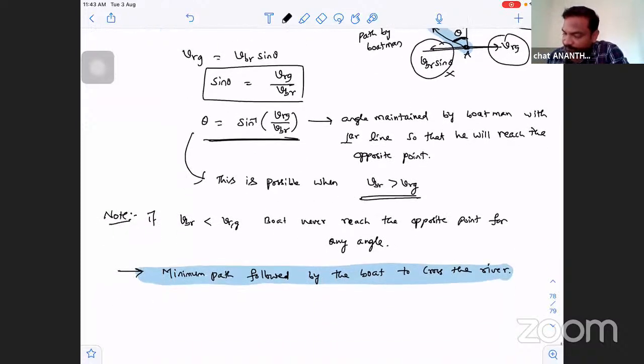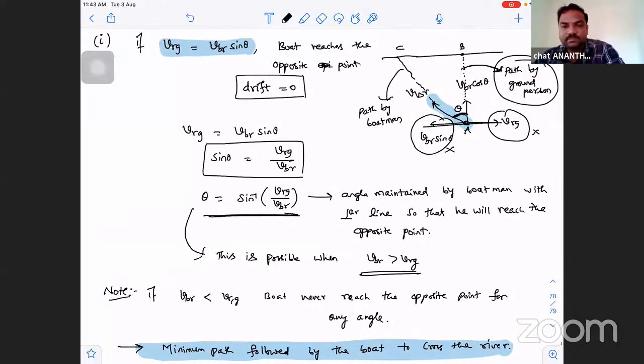Others okay? Wrote down. Complete data. Anybody writing?